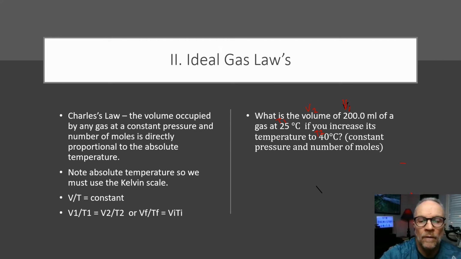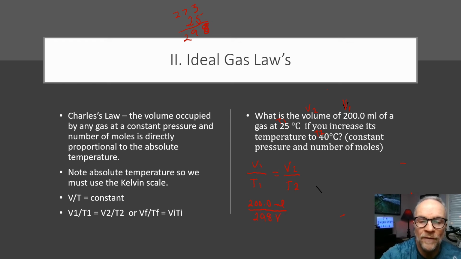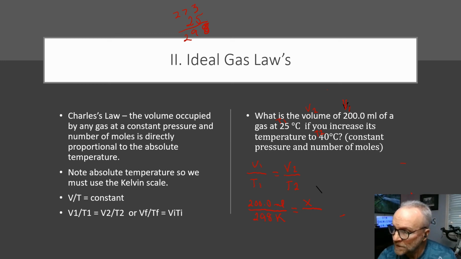So let's write our V1. Our volume here, V1, is 200 milliliters all over T1, which is 25 degrees C, but we'll need to add 273 to that. So it'll be 25 plus 273, which gives us 298 for our Kelvin temperature. Remember, we have to convert it to Kelvin, so we have to add 273. V2 is what we're solving for. T2 is 40 plus 273, and if you do that, you get 313, I believe. And that would be K.